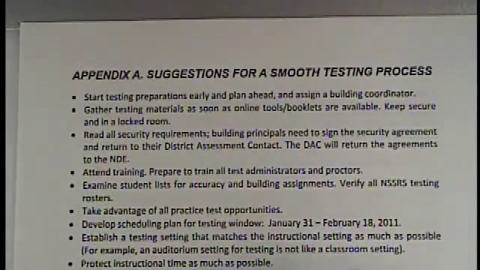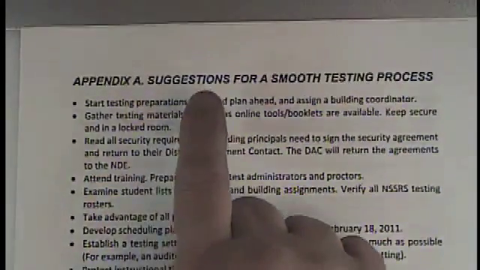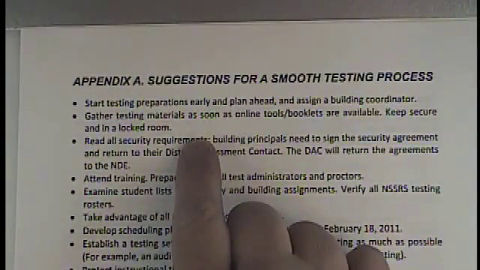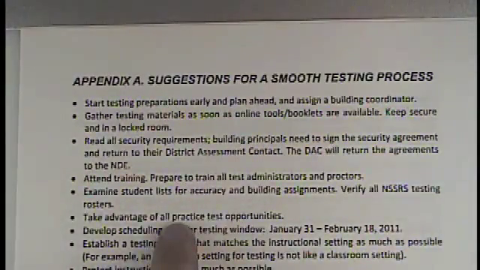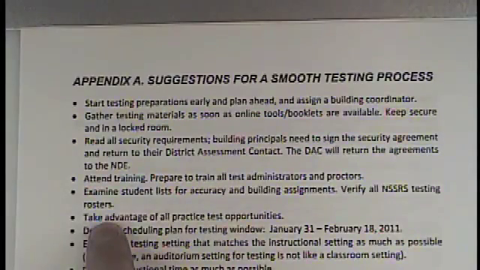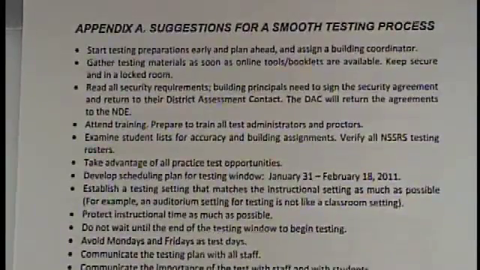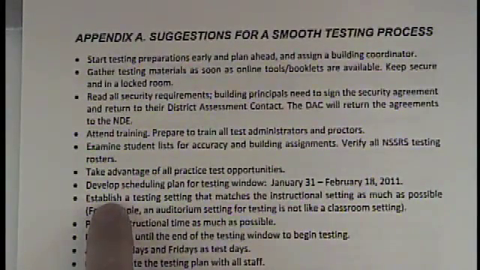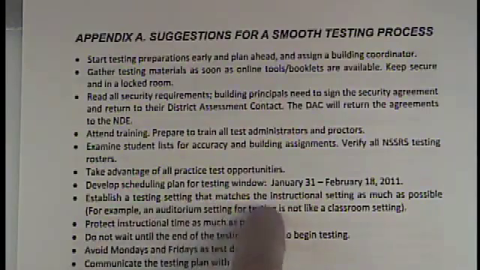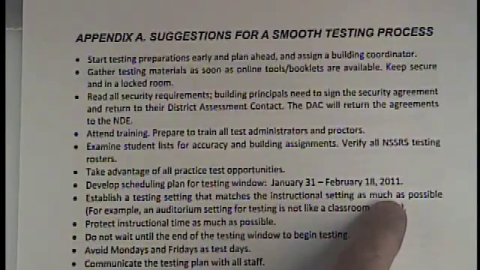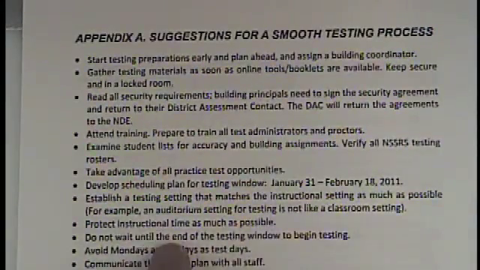As we read down through, the first ones are all things we've been working with today. I really want to encourage you to take advantage of all practice test opportunities. And your DAC should have developed a scheduling plan. Here's where we talked about establishing a testing setting that matches the instructional setting as much as possible. That's what is important. Don't wait until the end. Avoid Mondays and Fridays.